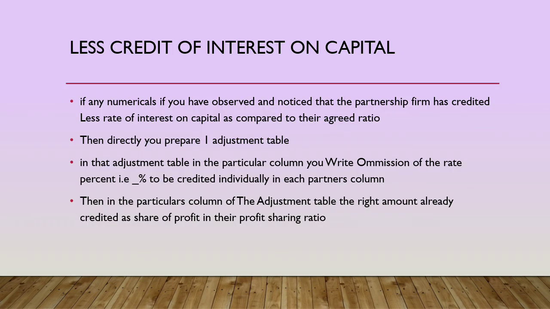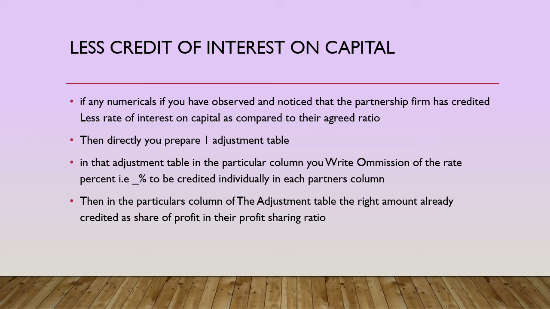Now the last one, credit of interest on capital. In some questions you will find only one item mentioned, and the question will be given like this: the partnership deed provides for 10% interest on capital, but the partners have credited only 8% per annum interest on capital. That means 2% interest on capital is omitted. So in this situation, you prepare a direct adjustment table and mention 2% IOC to be credited because they have omitted.